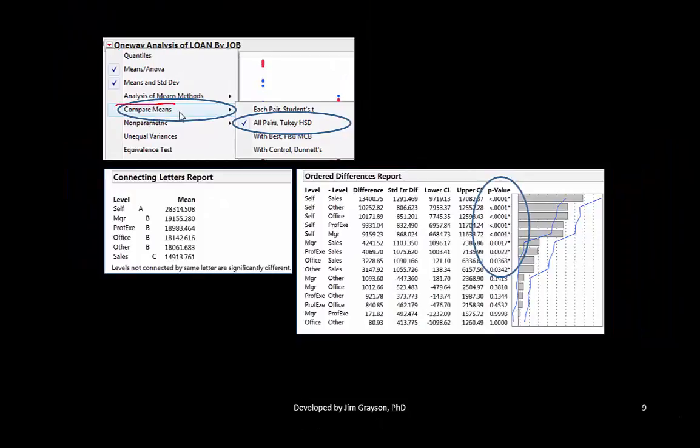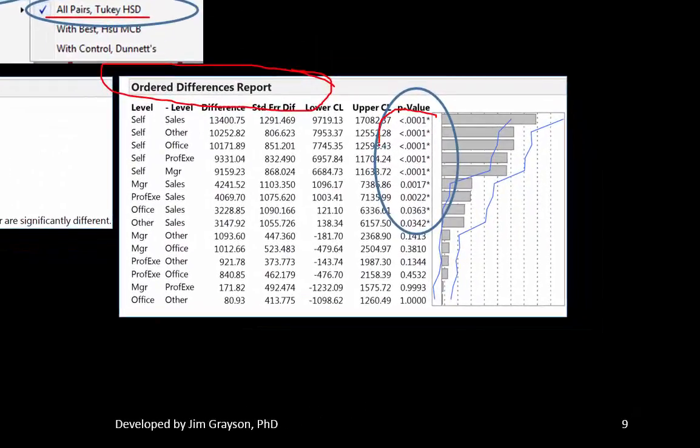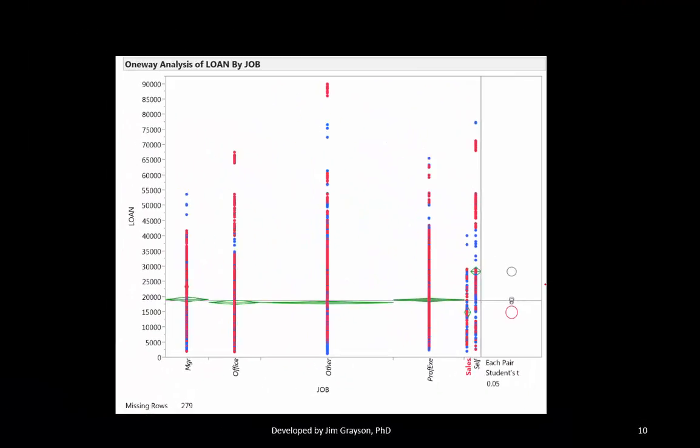So we can compare means, select which method you want to use, and then we have different kinds of reports. I think this is a pretty easy one to interpret. The ordered differences are sorted based on p-value, and so you can just see with significant p-values which ones are different. The difference in self and sales, self and others, and so forth down to there. And we can visualize that with this graph.